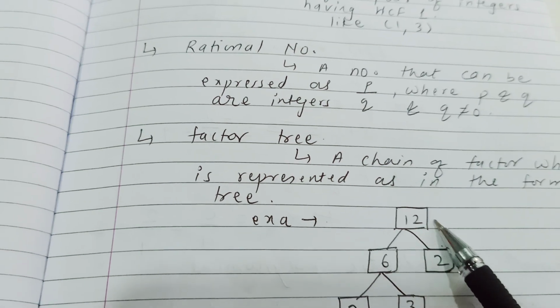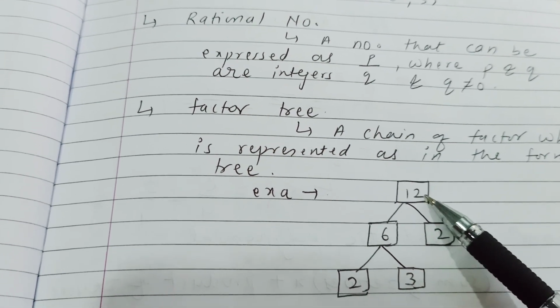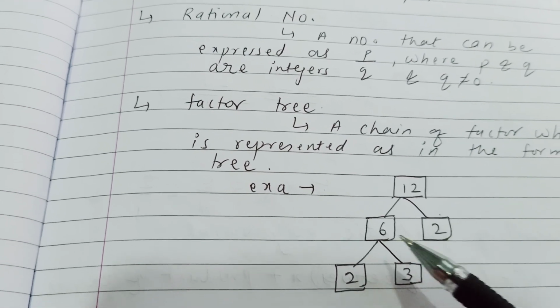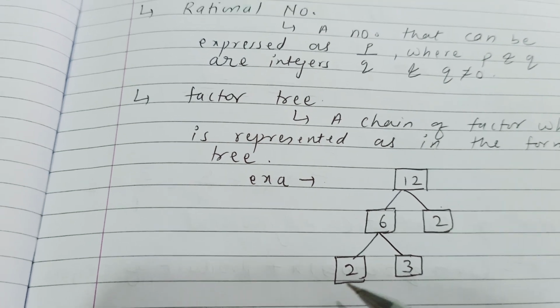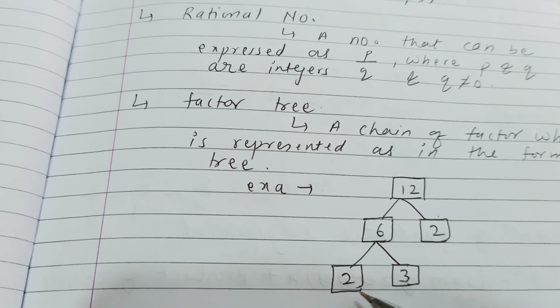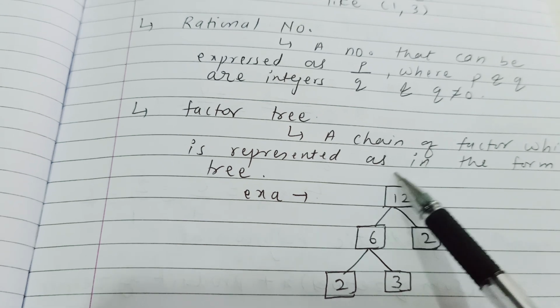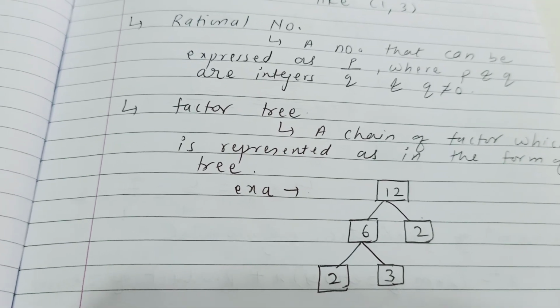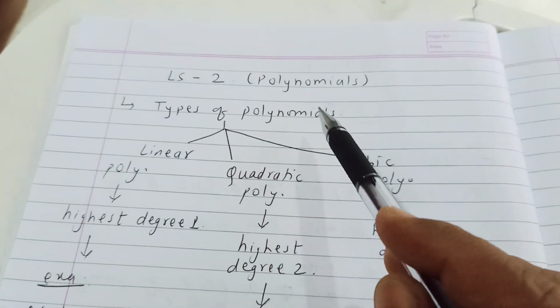Example, if we take 12, and factor 12, we get 2 × 6, and if we factor 6 again we get 2 × 3, that is 2 × 3 is 6. If you multiply all these, 2 × 3 is 6, 6 × 2 is 12, you will get 12. Clear? This way. Now the second chapter, that is polynomials.